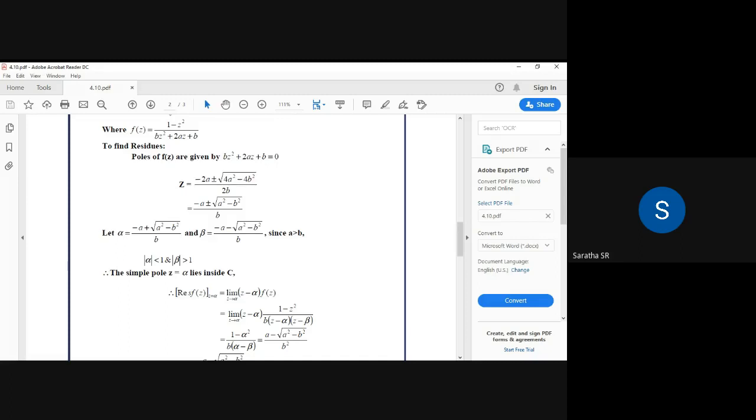If you have a doubt in this step, please ask. First we have to clarify this step, then only can we proceed to the next step.